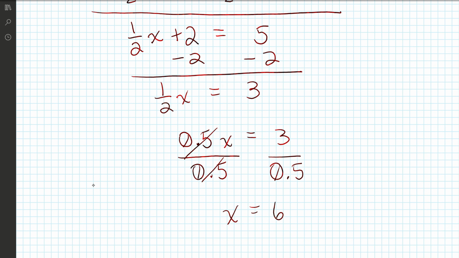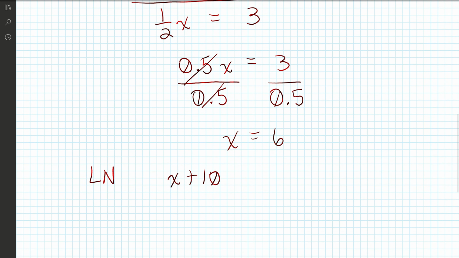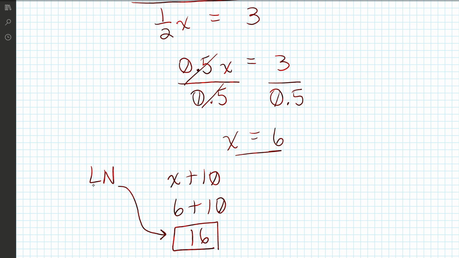Now you've solved the algebra portion of the problem, but that doesn't always mean you've solved the actual problem in its entirety, right? Because it said to find ln. Well, ln is x plus 10. So you need to just plug in for x. So we found x to be 6. So we plug in 6 for x. So then we get 16. So ln is equal to 16, whatever units they're using.